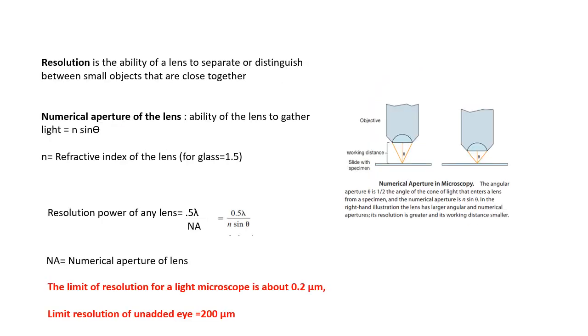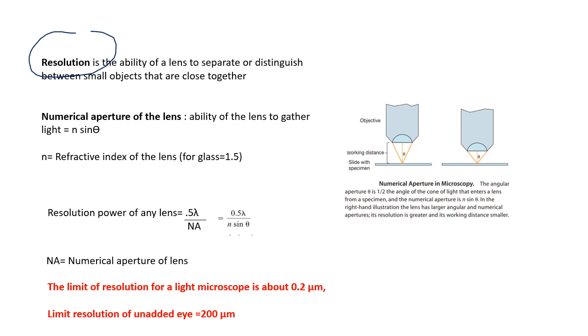Next thing is, now again come to resolution. As we know, resolution is the ability of any lens or our eye to separate or distinguish between small objects that are close together. So one thing that is important for resolution is lambda, or the wavelength of light.